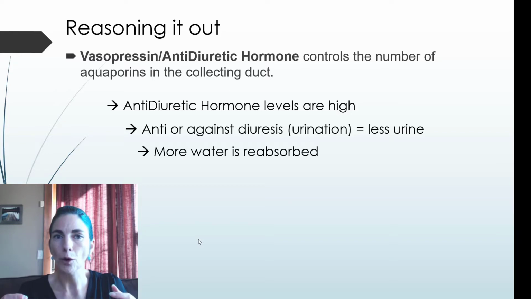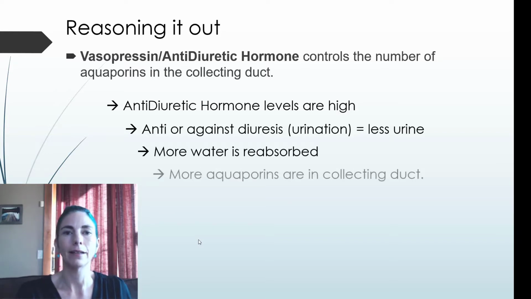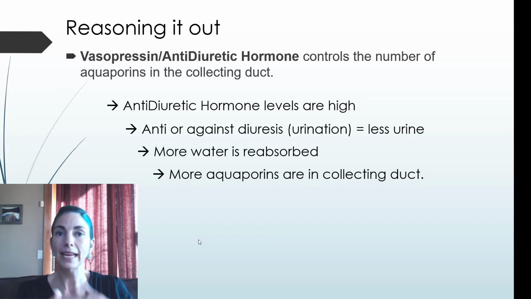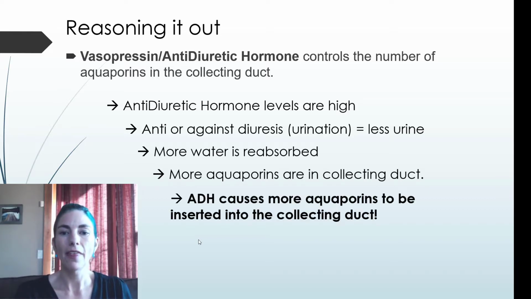Well, how do you reabsorb more water in the collecting duct? You insert more aquaporins into the collecting duct. So we can intuit then that antidiuretic hormone specifically causes the insertion of aquaporins into the collecting duct. So if my antidiuretic hormone levels are high or vasopressin levels are high, I'm going to insert aquaporins into my collecting duct and therefore reabsorb more water and produce less urine.